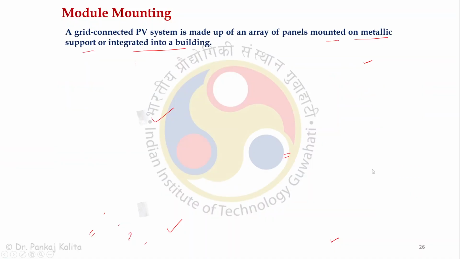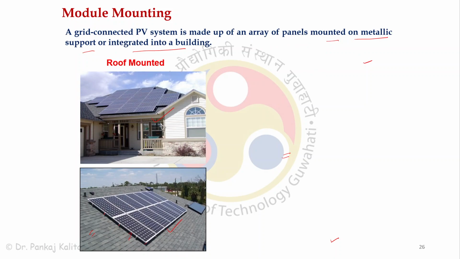So yeah, I was discussing this roof mounted. I think most of you must be conversant with this also. Now there are floating types of PV panels in which the whole lake is covered with PV panels. The canals are covered with the PV panels.